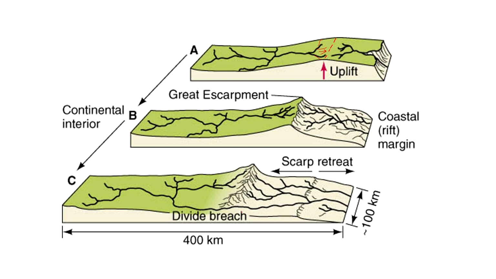Okay. So once the divide is breached or eroded, then it can capture the drainage of the other side. Okay, and that is what we call river piracy.